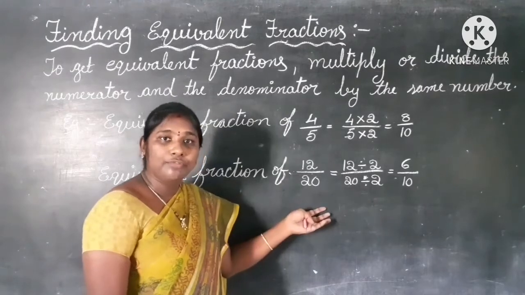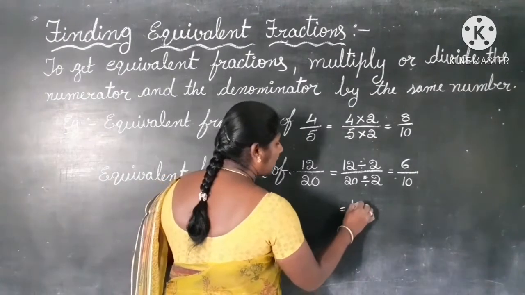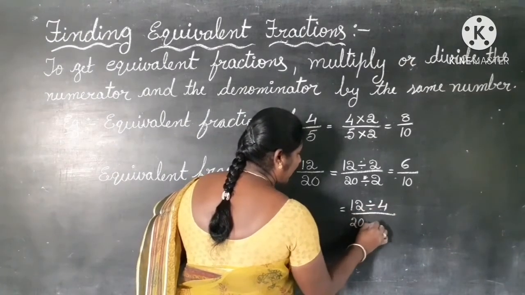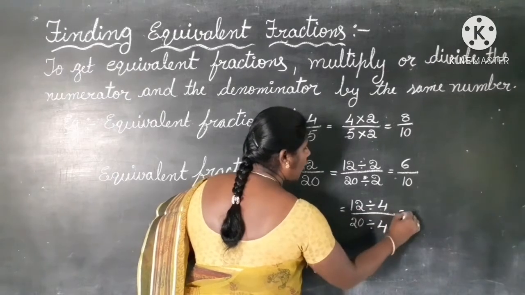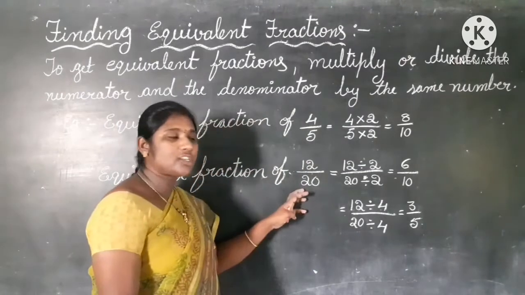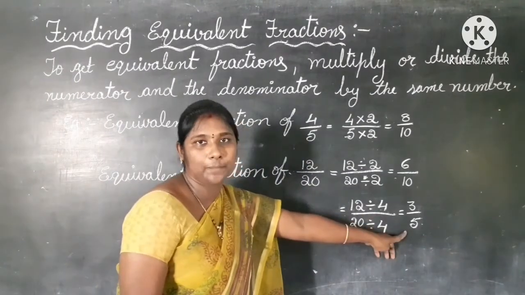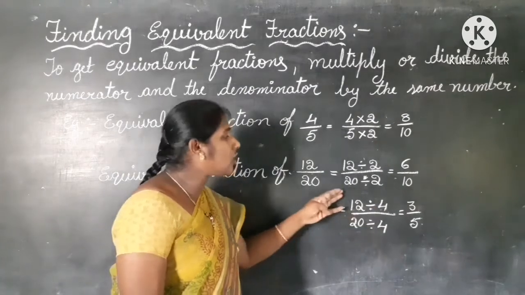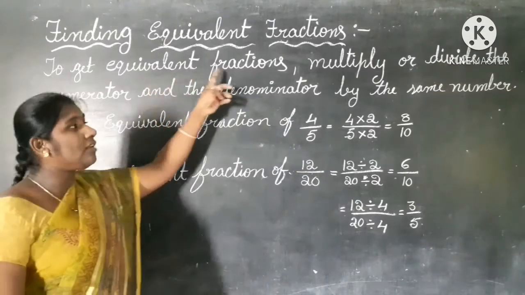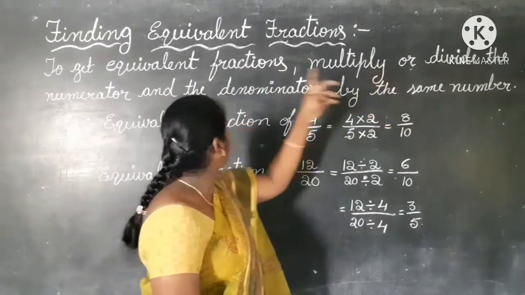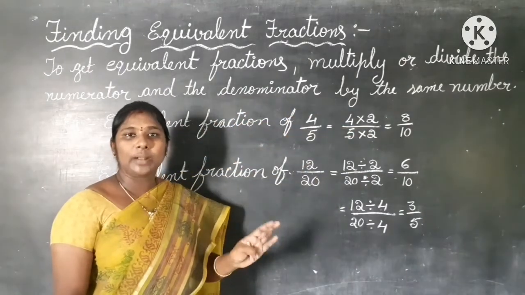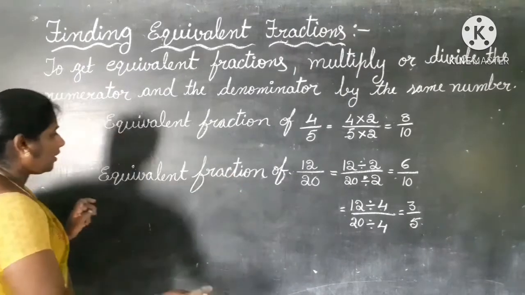Only the 2 table, ma'am? It will come in the 4 table. Yes, we can do it. So we can do both with 4. 12 divided by 4 by 20 divided by 4. In the 4 table, 12 how many times? 4 3s are 12. 4 5s are 20. So the equivalent fraction of 12 by 20 is equal to 3 by 5. These are called equivalent fractions. To get equivalent fractions, multiply or divide the numerator and the denominator by the same number.